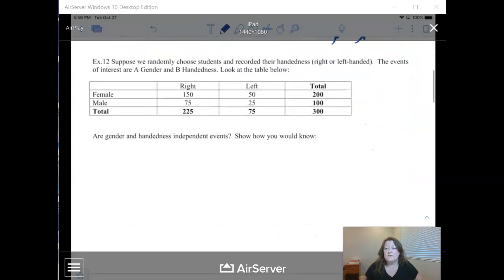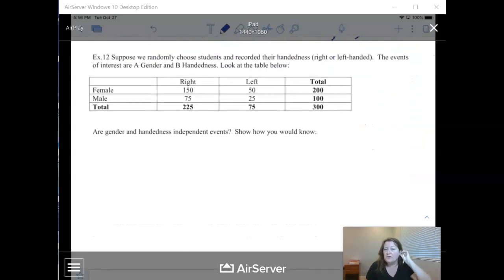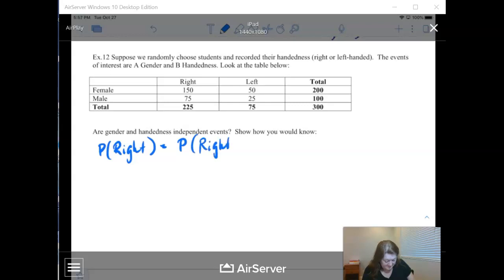Okay, let's take a look at number 12. It says, suppose we randomly choose students and record their handedness, whether they're right-handed or left-handed. And the events of interest are A, gender, and B, handedness. So look at the table below. Are they independent events? Let's go check. Let's do right-handed. Is the probability of right-handedness equal to the probability of right-handedness given that they're female, or given that they're male? It doesn't really matter here. Let's go with given that they're female.